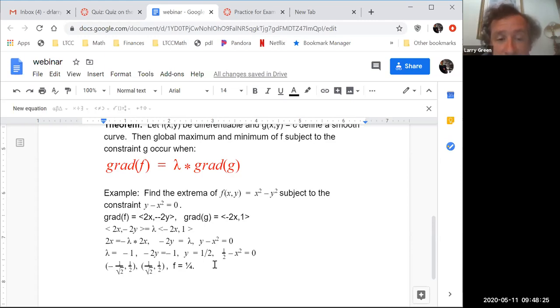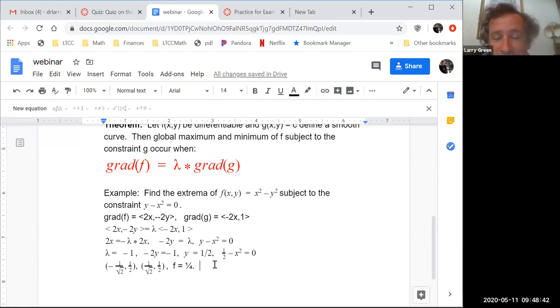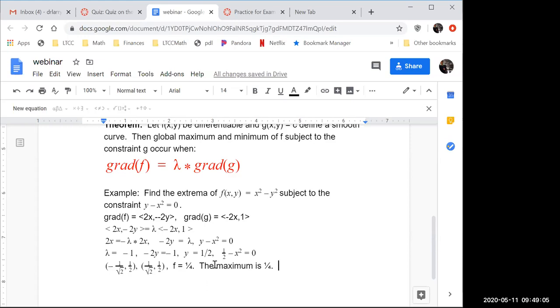So here's the idea. Just looking at the constraint, is it clear that 0, 0 is on the constraint? Yeah. So if you plug in 0, 0, you get 0. Well, a fourth is bigger than that, isn't it? Is that clear? So that means this must be a maximum. So the maximum is 1 over 4. Any questions on that?